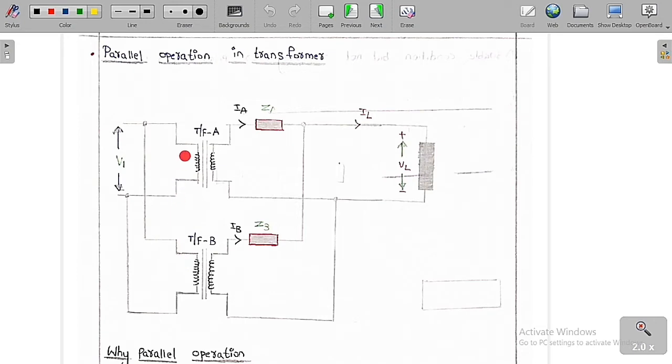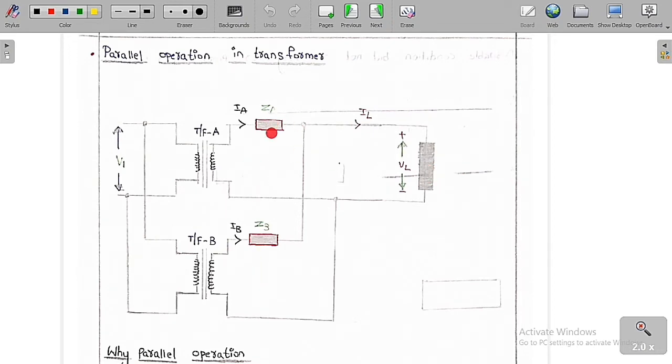Here basically there will be a dot, and here there will be a dot. So we are going to connect the same polarities of the dots, and the remaining terminals we are going to connect these two points. Similarly here also there will be a dotted point, and here also there is a dotted point. So the same dots we are going to connect, and the remaining terminals are connected like this. To these terminals we are going to give a load. So now this load is shared by both transformer A and transformer B.